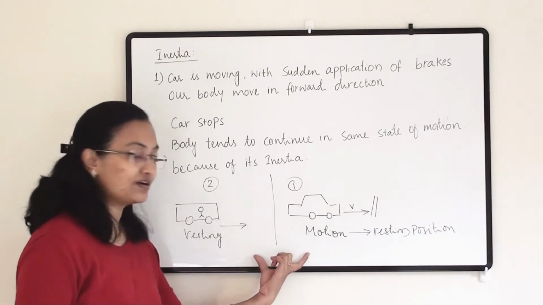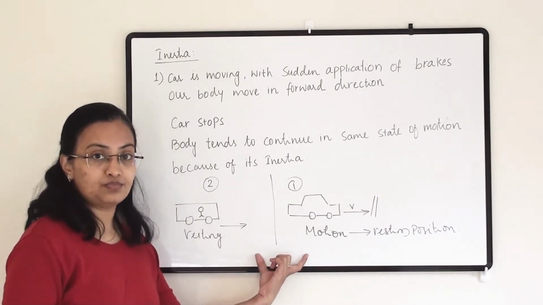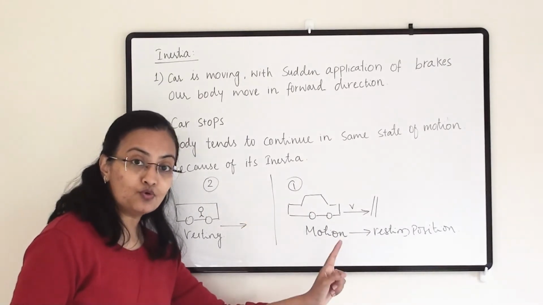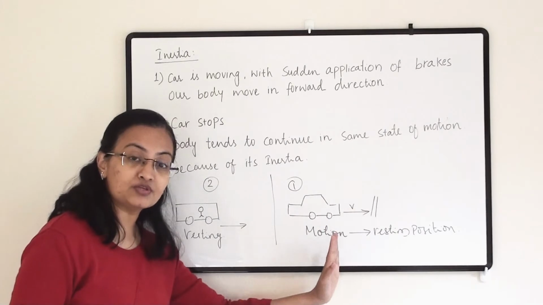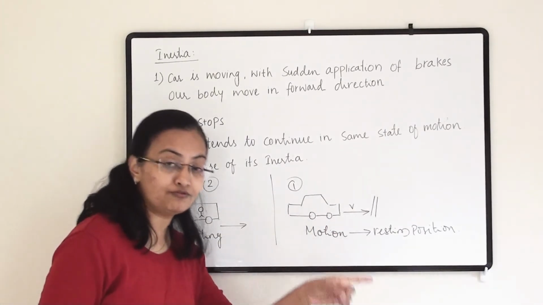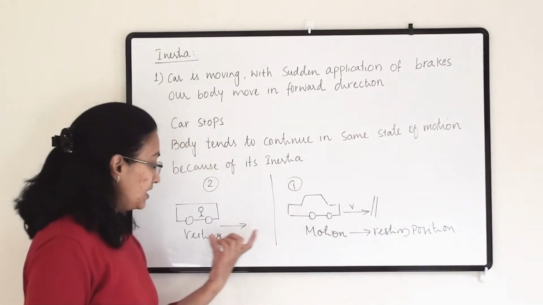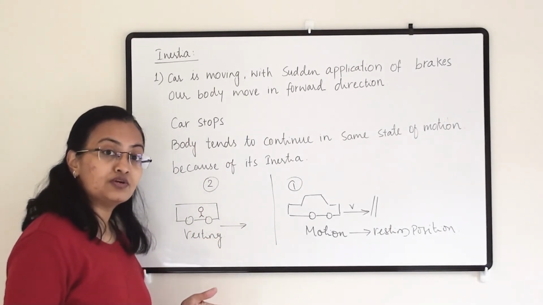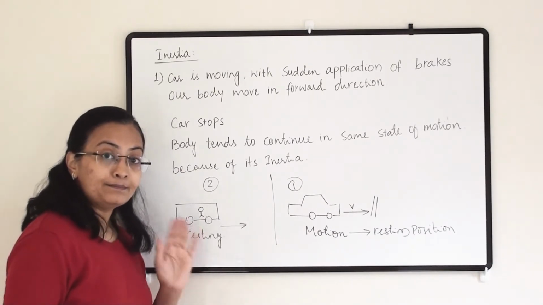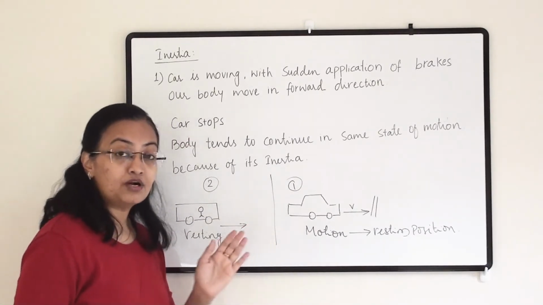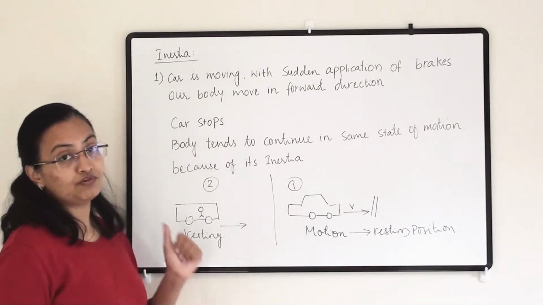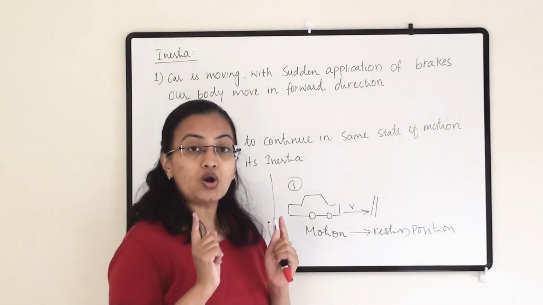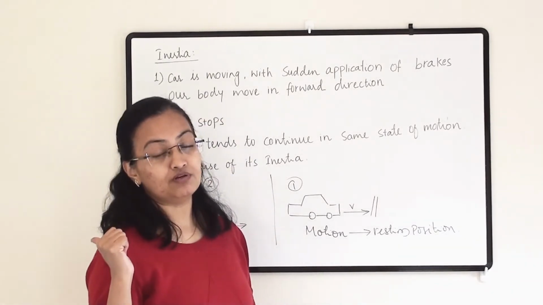So these two are completely opposite examples. When the car is moving, our body was also moving; the car stops, the vehicle stops, but our body will not stop, so we will fall at the front. Here, the vehicle is at the resting position, our body was also at the resting position, and suddenly the vehicle will start but the body was at the resting position. So we will fall backward. So you have to remember when the body will move front and when the body will fall backward.